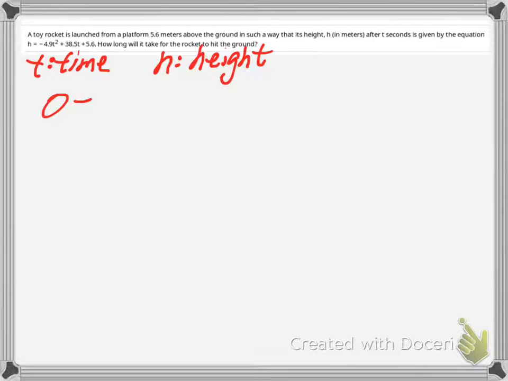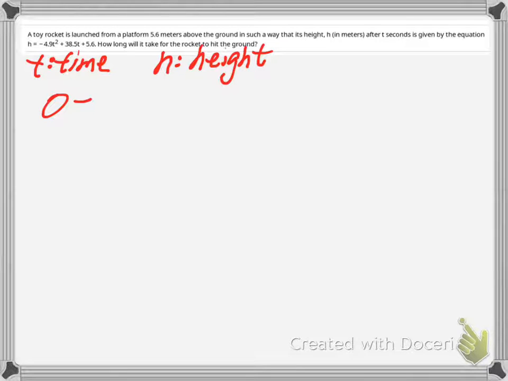Here we're given a problem where we have an equation that represents the height of a rocket after it's been in the air t seconds. So t represents time, how long it's been in the air, and h represents the height of the rocket. Well, in this instance, they want to know at what time is the height 0? Or when will it hit the ground? Well, when it hits the ground, the height is 0.